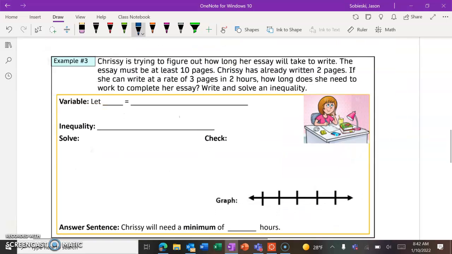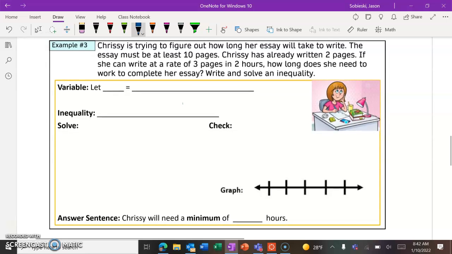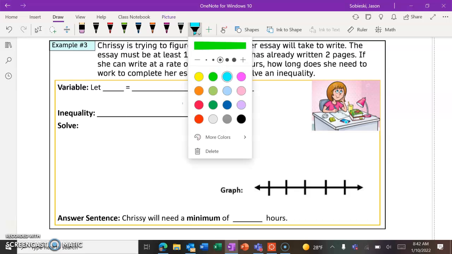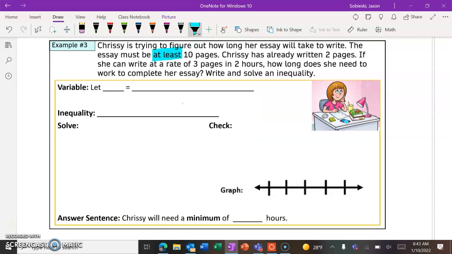Okay, if you scroll to example 3, let's talk about an essay real quick. So Chrissy is trying to figure out how long her essay will take her to write. It must be at least 10 pages. So there we go. That's our total, right? We want it to be at least 10 pages. So that's going to be greater than or equal to 10.